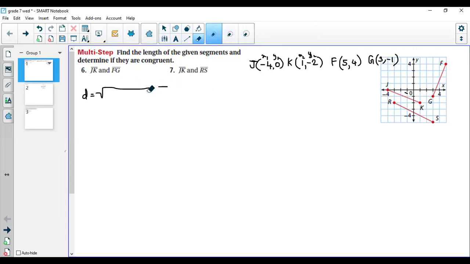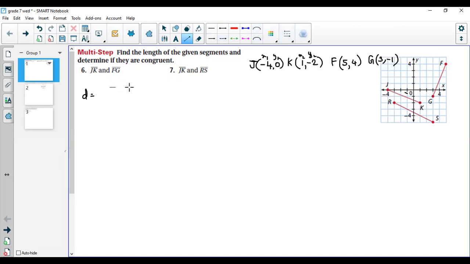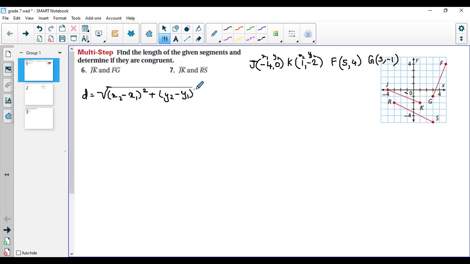Okay. Try to do your work as neatly as possible, because that's where your work will be appreciated. Okay, so this is going to be the square root of (x2 minus x1) whole square plus (y2 minus y1) the whole square.